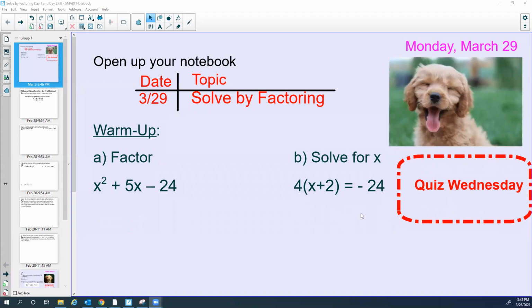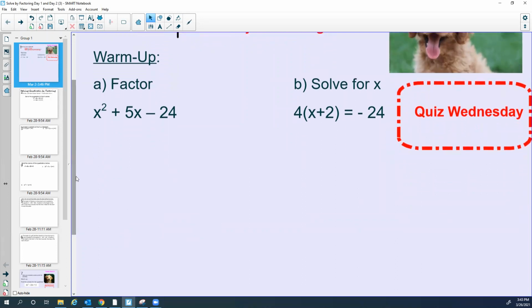All right, everybody. So we got to do some notes. Solving by factoring. Go ahead and attempt the warm up. All right, let's go ahead and let's go over the warm up. So both of these types of problems were actually problems that were on your test most recently.